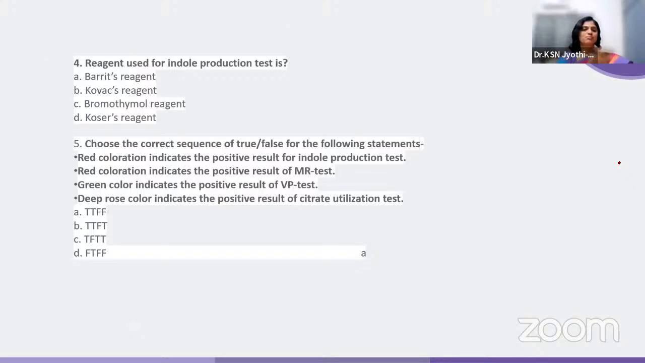Okay. So you will have these kinds of questions anyway. Indole, what is the reagent that is used? So I said it's Kovacs indole reagent. Now this kind of questions you will get.